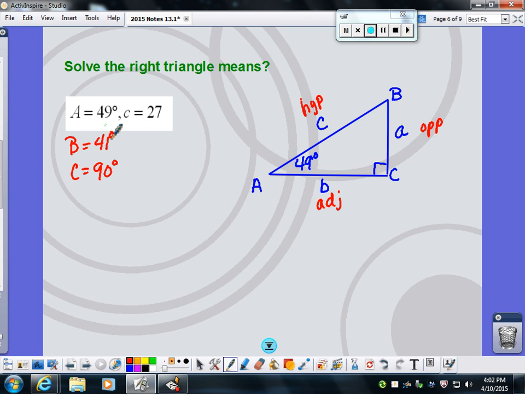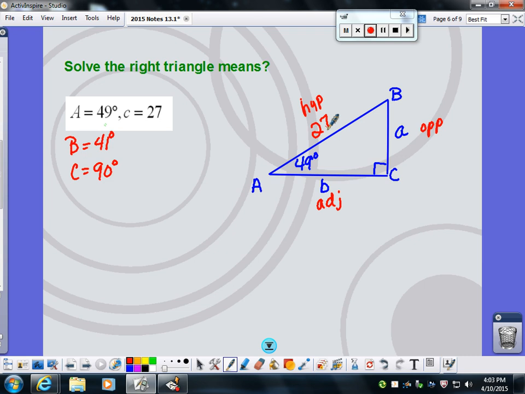The sides are going to be a little bit more work. Let's find the sides. We're going to use our trig ratios to find our sides. We need to start with one of them. Let's find A. Let's put in what we know. We know that C is 27, so that's given. Okay, so using angle A, let's find side A.